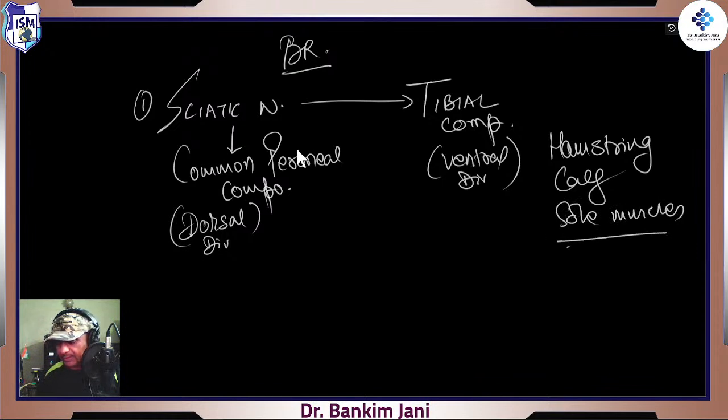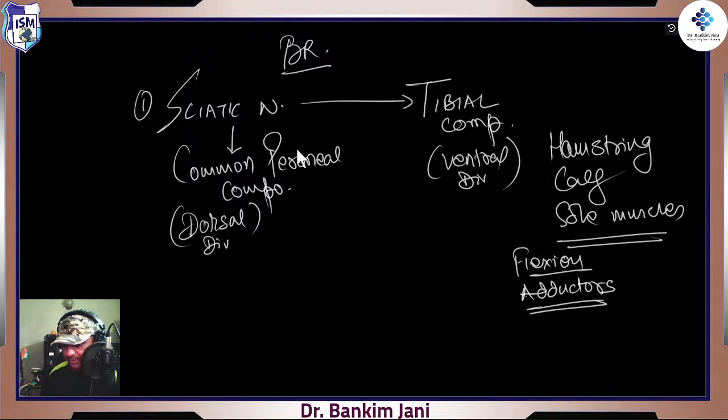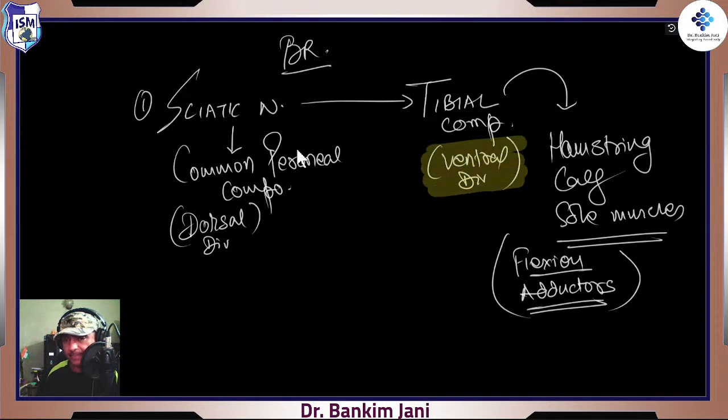It becomes much easier when you explain it like this, because in sole muscles, all those flexion and adductors, right? Flexion and adductors, they will be supplied by this tibial, and this is because it has the ventral division, right? And ventral division of what? L4, L5, S1, S2, S3, right? Sciatic, right? So L4, L5, S1, S2, S3.